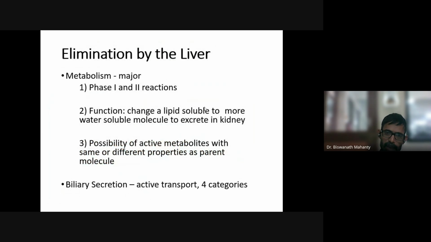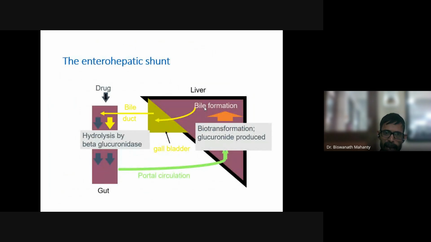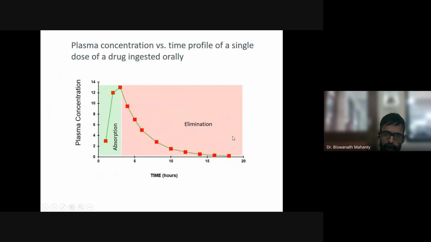And in the same way, the liver also depends on the availability of the drug. Many times we also refer that the drug can go into the liver, and that is through portal circulation. They can have glucuronide conjugations, and bile can also come into the bile duct to the gallbladder. This is the enterohepatic shunt route, because some of the amount is directly going into the liver.